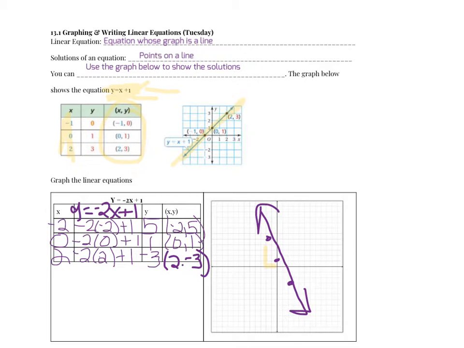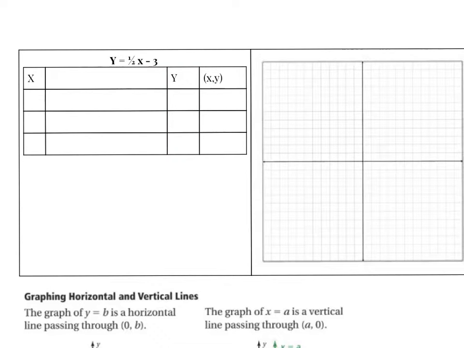So let's go to the next part. Okay, so we're going to try this problem here. We're going to work through it the same way that we worked through the other one. We will write y equals 1/2 x minus 3. So we're going to use the points -2, 0, and 2. I want you to go ahead and try that on your own, and we'll see if we have the same answer.